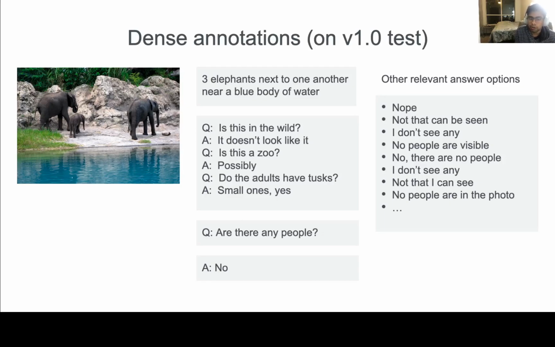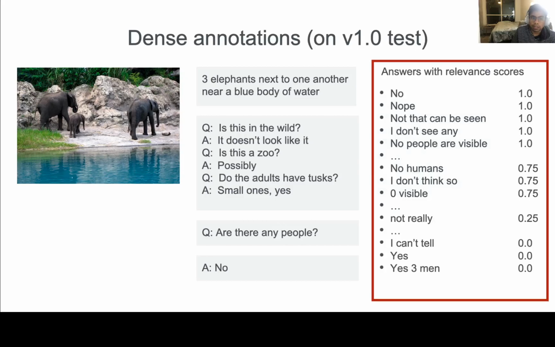A concern with the evaluation procedure described earlier is that the evaluation does not account for multiple correct answers and only considers a single ground truth answer per question. To address this, a couple of years back, we collected dense answer annotations on the test set. These dense annotations contain fine-grained relevance scores for each answer option, thereby allowing the evaluation to account for multiple correct answers. We also introduced a metric that takes these dense relevance scores into account, NDCG.